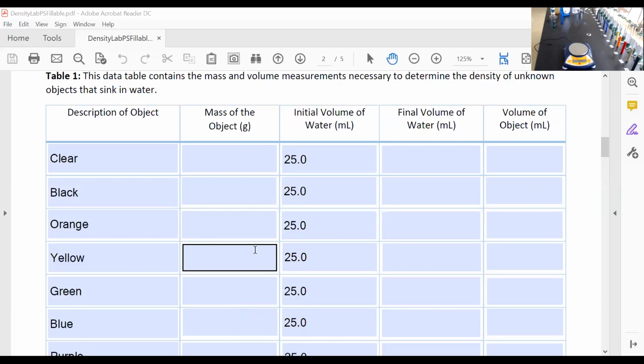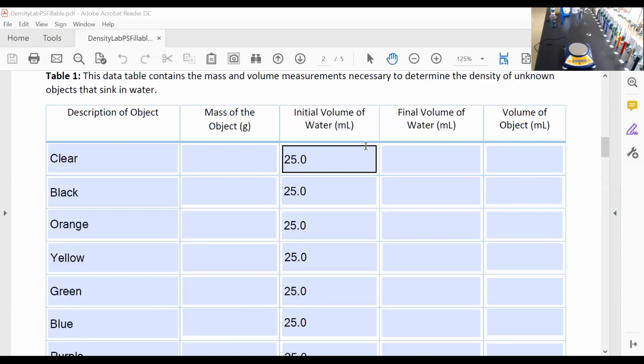The 25 milliliters of water is important because we needed enough water so that our sample was covered, but not so much that the water would overflow the top of the graduated cylinder or go beyond the graduation marks. So 25 seemed like a good in-between for that.